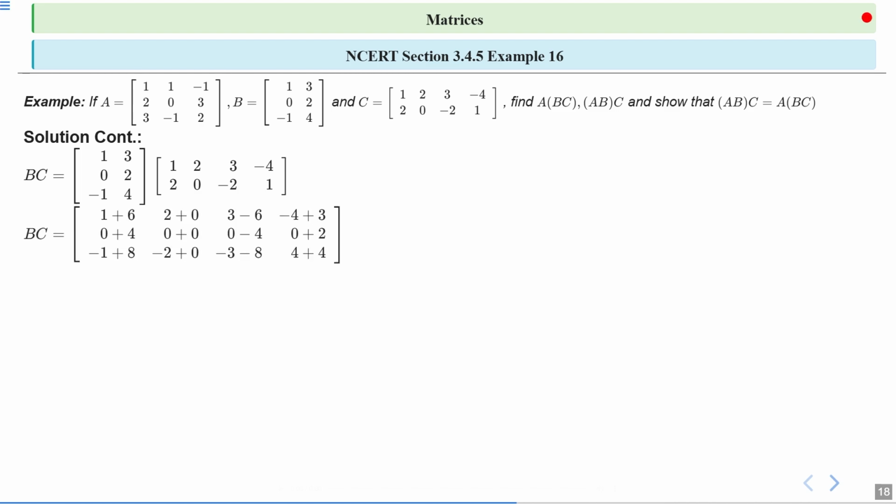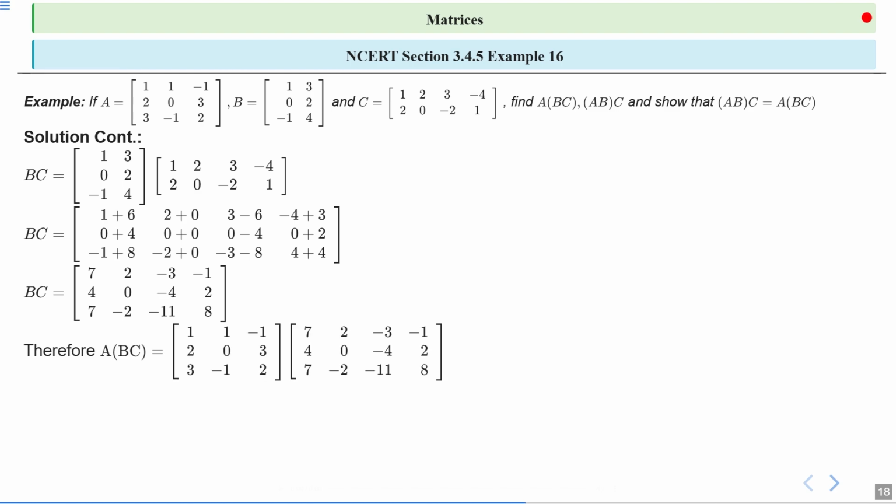So BC will be equal to 1 plus 6, 2 plus 0, 3 minus 6, minus 4 plus 3, 0 plus 4, 0 plus 0, 0 minus 4, 0 plus 2, minus 1 plus 8, minus 2 plus 0, minus 3 minus 8, and 4 plus 4. Okay. So BC will be equal to 7, 2, minus 3, minus 1, 4, 0, minus 4, minus 4, 2, 7, minus 2, minus 1, 8.